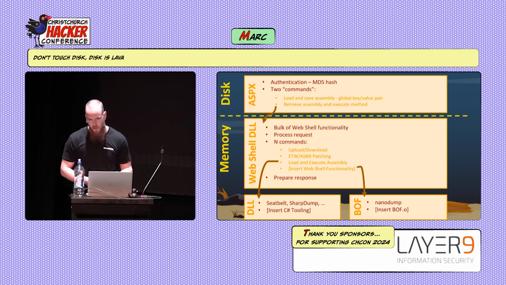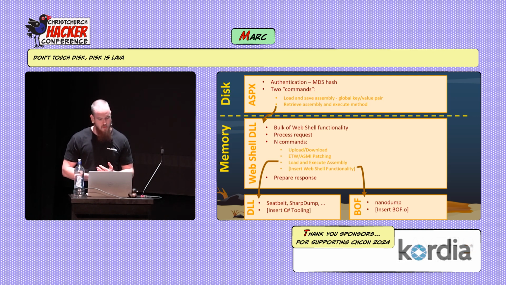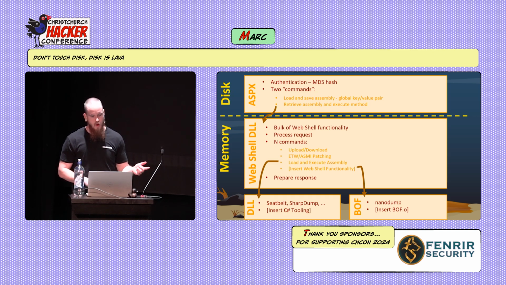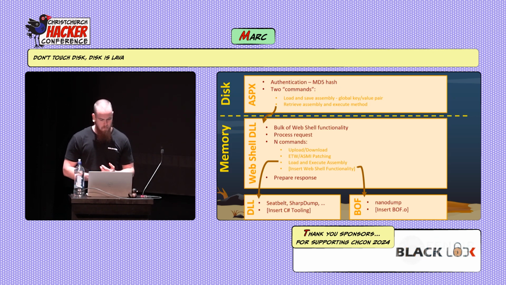It's going to process a request, look at what we want to execute in terms of commands, and then grab any arguments and data it needs from the incoming request. So it's got things like upload and download files, as you would expect, and ETW and AMSI patching for defense evasion, and then that core capability of loading and executing assemblies in memory. So something like Seatbelt or SharpDump or whatever your internal C# tooling is that you want to run.